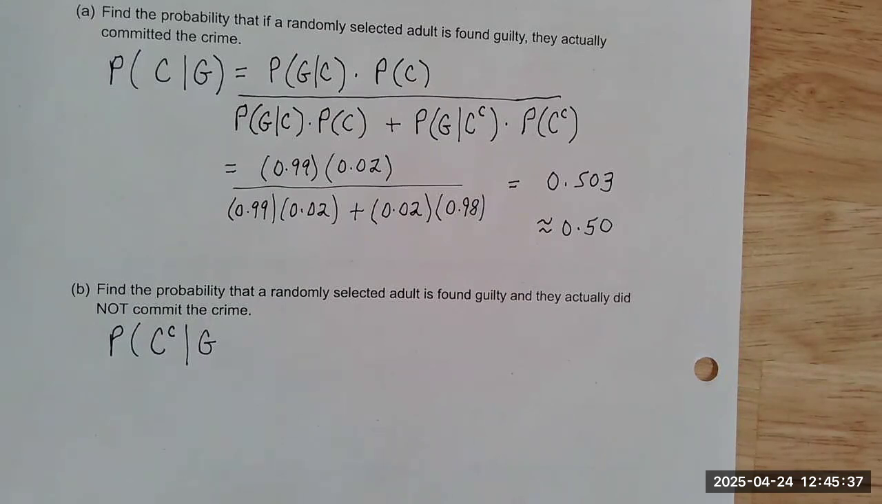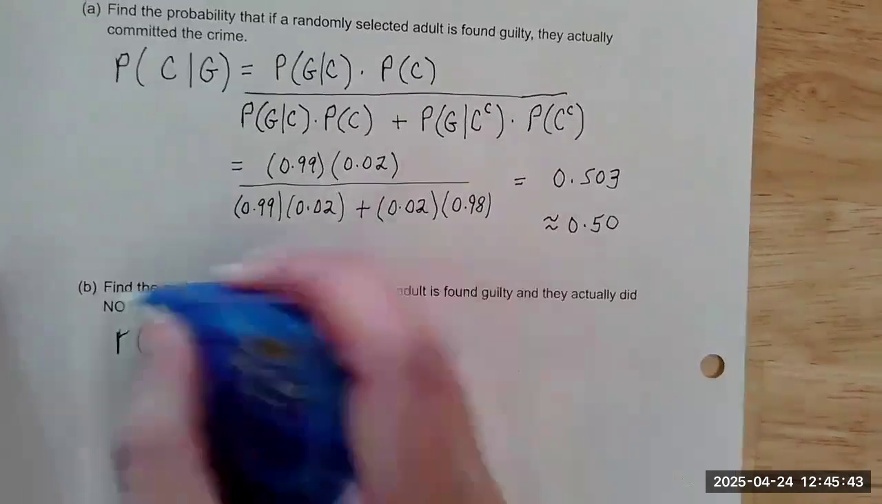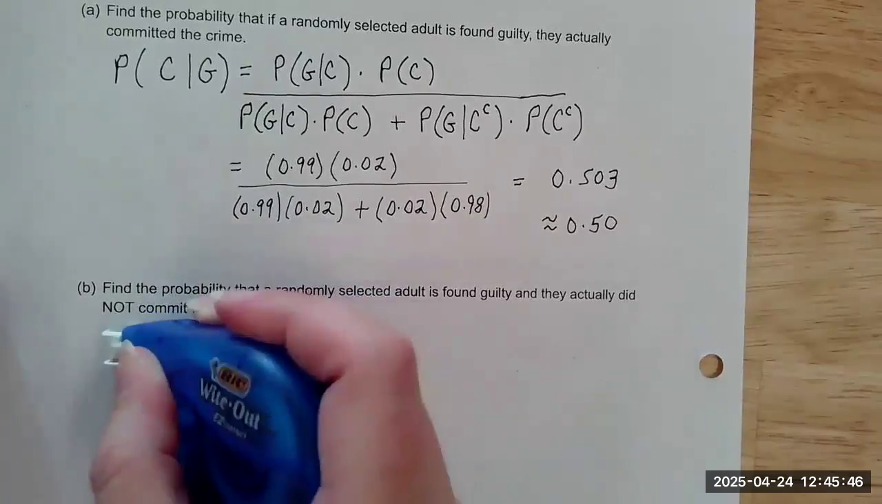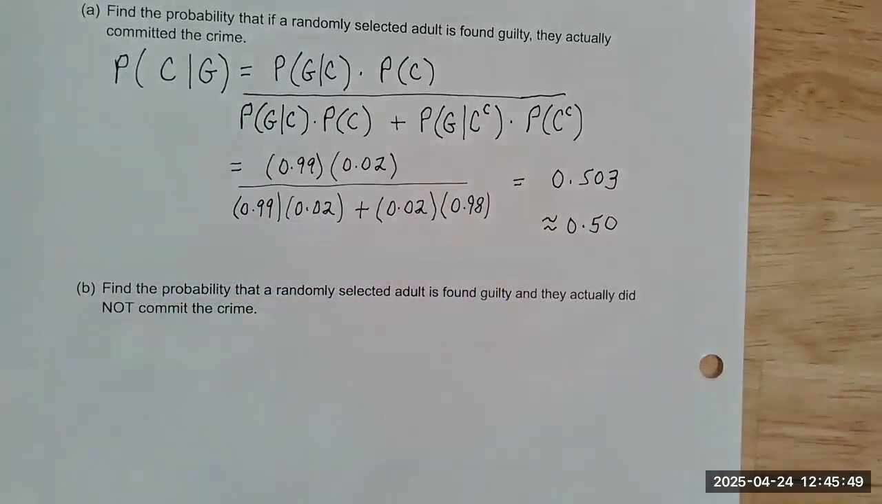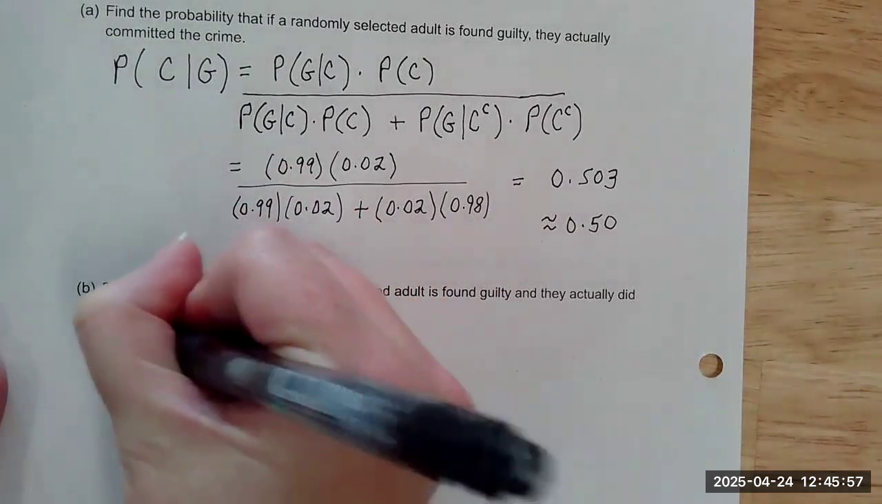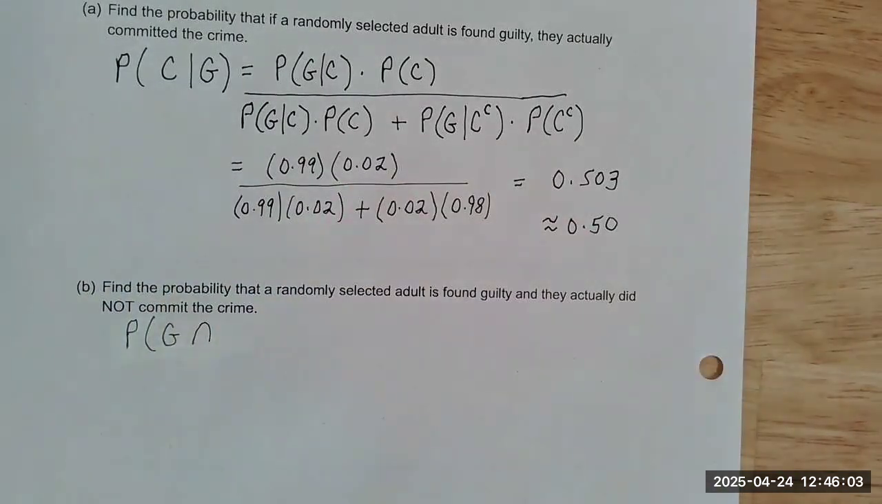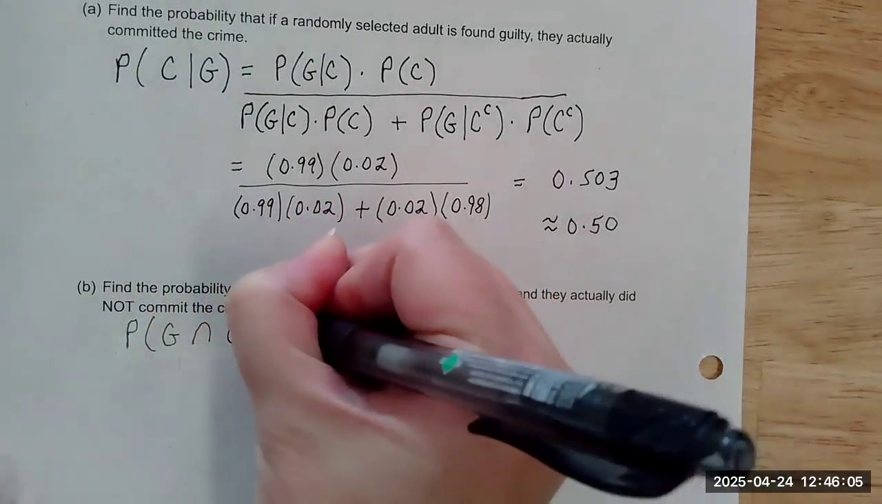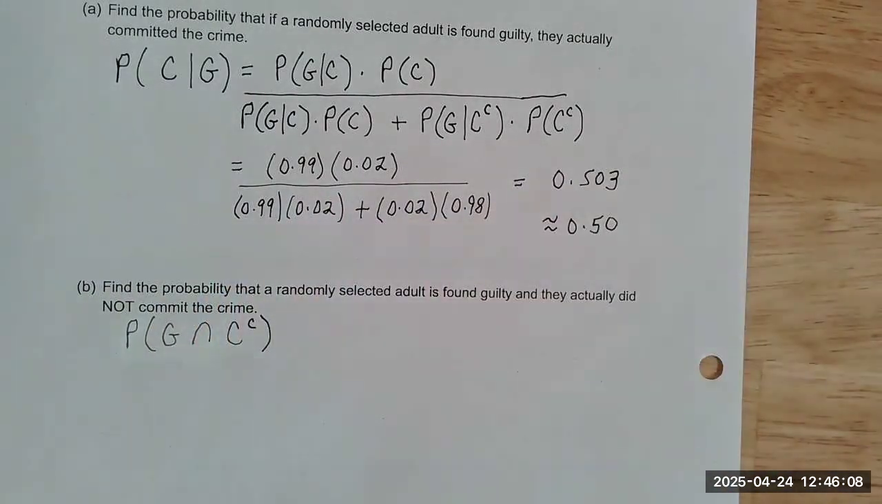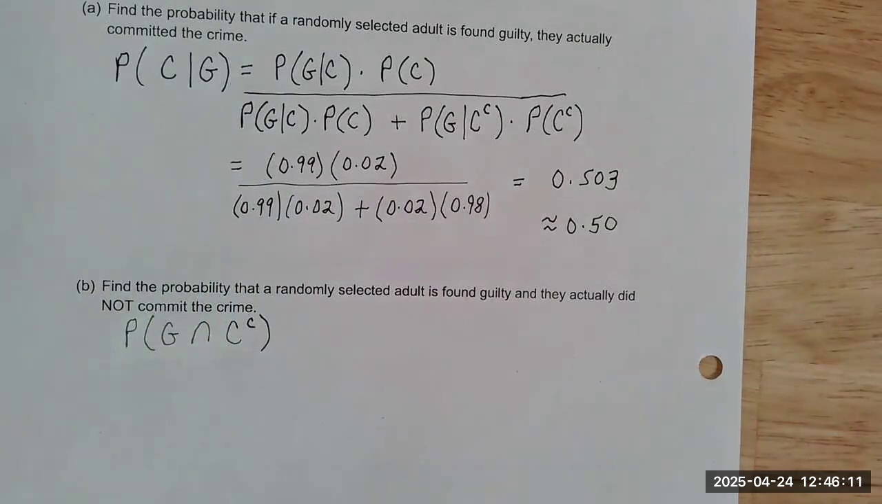Oh, I actually totally wrote that wrong because it's not a given, is it? What word did they use in the middle? I'm going too fast. I'm too excited. Slow down, Jen. Okay. Find the probability that a randomly selected adult is found guilty and, okay, found guilty, and I need my upside down U, my intersect, and they did not commit the crime. There we go. That's what I wanted. Sometimes I think too fast and then I do silly things. All right.